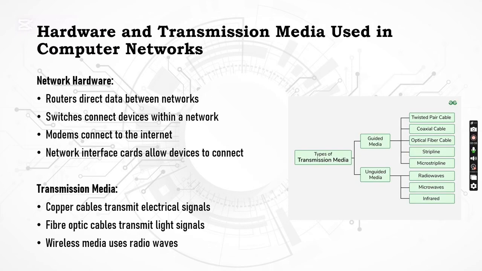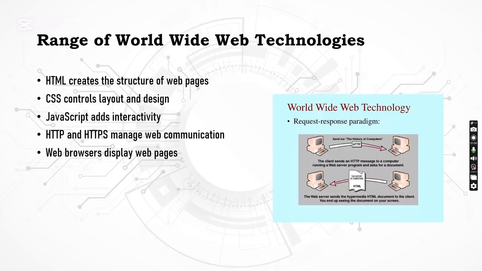Hardware and transmission media used in computer networks. Network hardware: routers direct data between networks. Switches connect devices within a network. A modem connects to the internet. Network interface cards allow devices to connect. Transmission media: copper cables transmit electrical signals. Fiber optic cables transmit light signals. Wireless media uses radio waves.